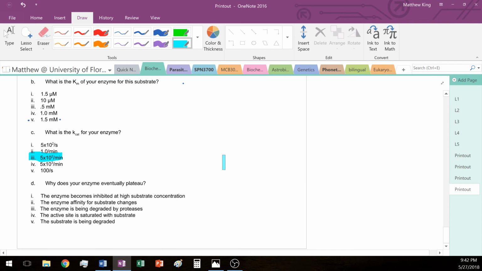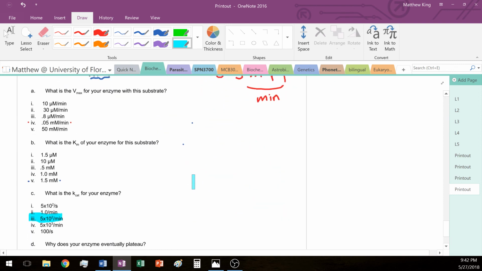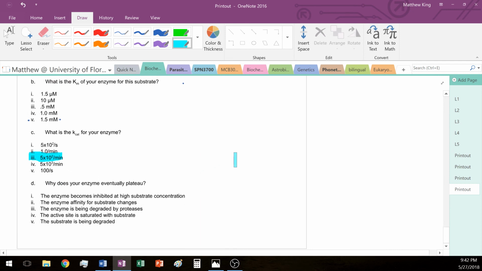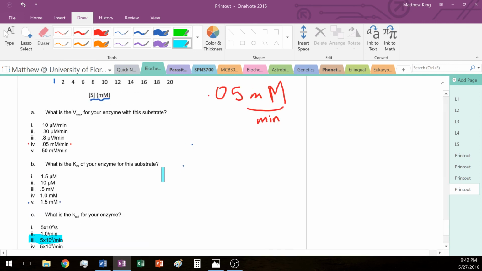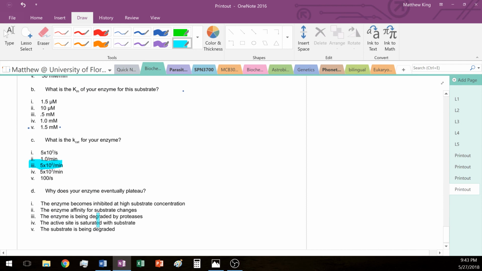Okay, and finally, this is really easy. Why does the enzyme eventually plateau in our graph? Why does this happen? Now it's just saying, okay, we see that it is an asymptote up there, but why is that happening? If we go over all the choices, choice 1 says the enzyme becomes inhibited at a higher substrate concentration. That's impossible because we don't have any inhibitors. You can read the problem again. There are no inhibitors in our test tubes, so it's not answer choice 1.